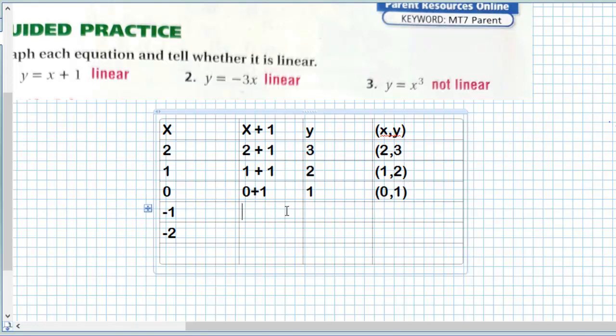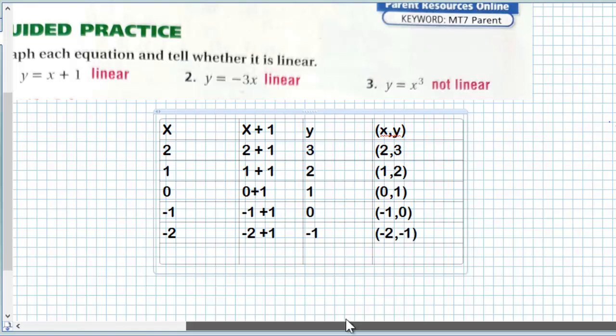Next we have -1. So remove x and put -1 plus 1. That means 0. So our point will be -1 and 0. Last point is -2 plus 1, which will be -1. So our point is -2 and -1. Now let's draw this plane.